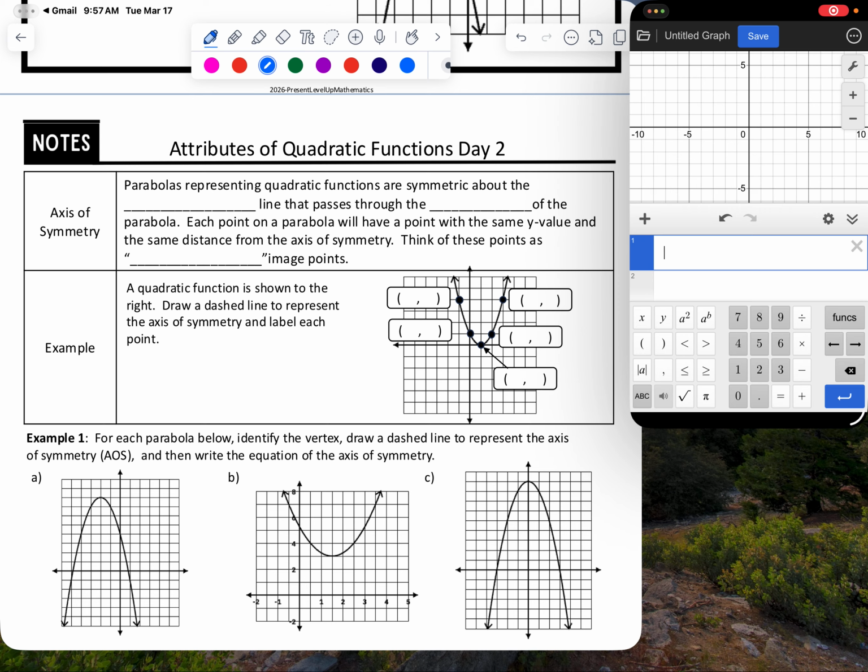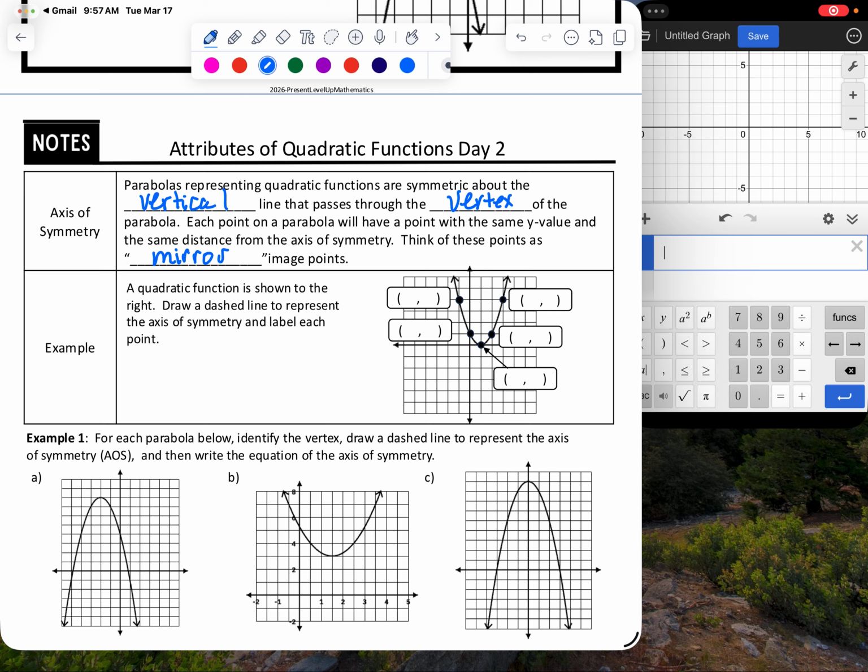Parabolas representing quadratic functions are symmetric about the vertical line that passes through the vertex of the parabola. Each point on the parabola will have a point with the same y value and the same distance from the axis of symmetry. Think of these points as mirror image points.